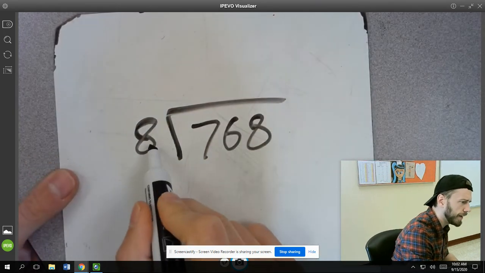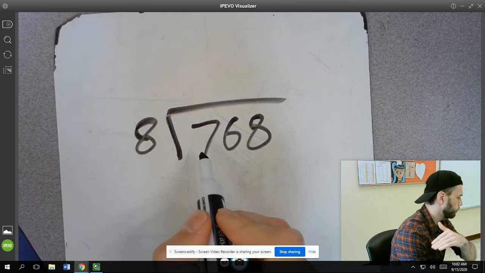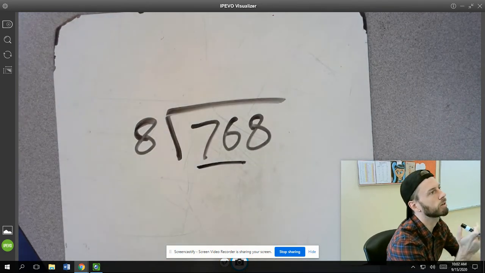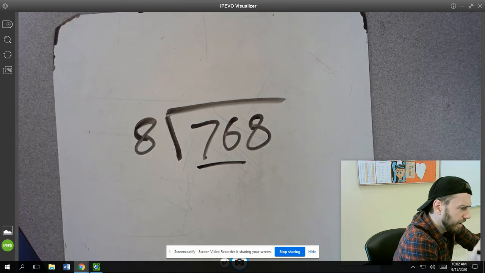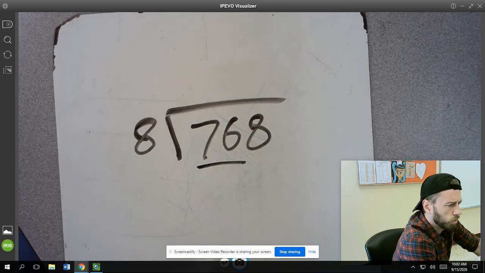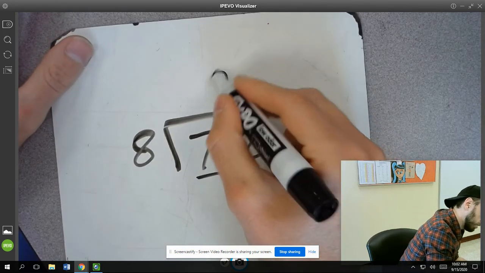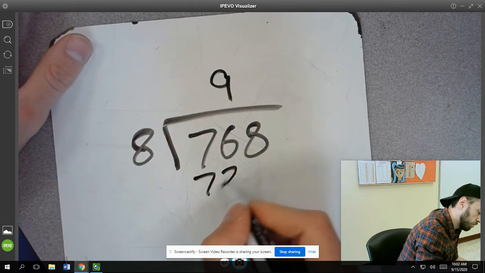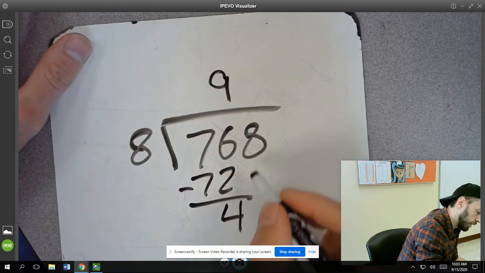Okay, here we go. 8 goes into 7 no times. Does not go into 7, but 8 will go into 76. I figure my 8 facts here. 8 times 8 is 64. 8 times 9 is 72. So it must be that, right? It must go in 9 times. And 8 times 9 is 72. So it'll give me 4 left over.